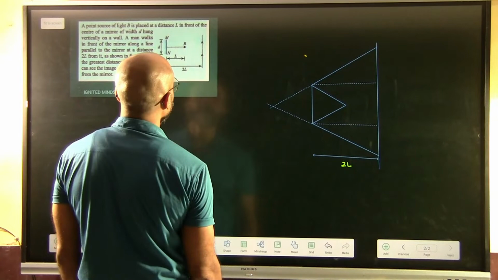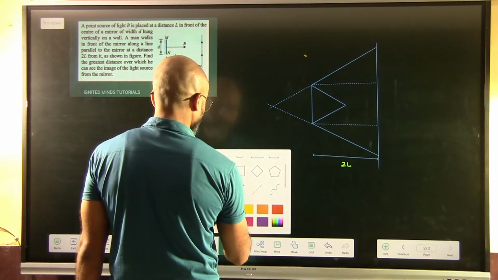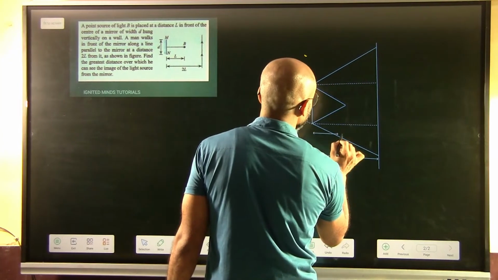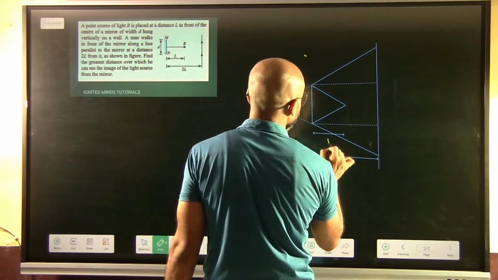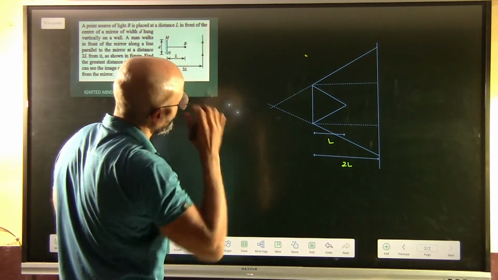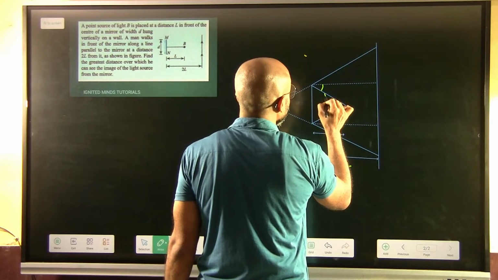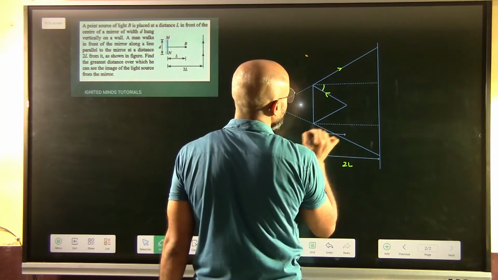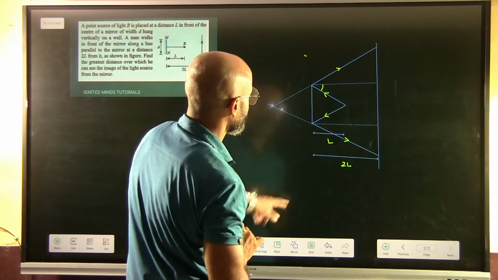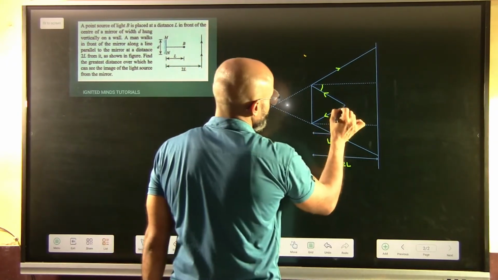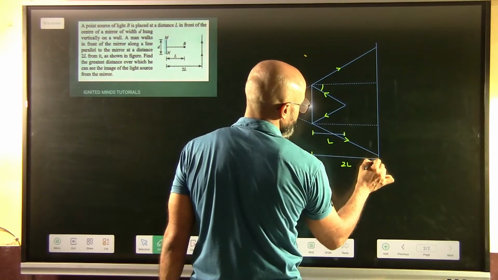And we are given that this distance here is L. Now this is the incident ray, this is the reflected ray. So from here till here the distance is L, and from here till here the distance is 2L.